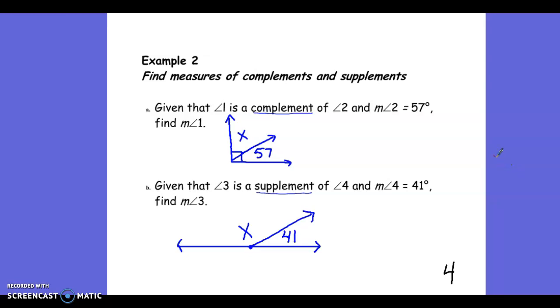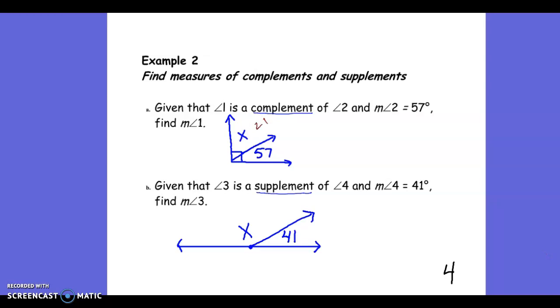Okay, find the measures of complements and supplements. Usually it'll be written in a sentence. I drew the diagram for you for this one, but the next one I want you to draw the diagram. Given that angle 1 is a complement of angle 2, that tells you automatically those two angles add up to 90 degrees. And they tell you that the measure of angle 2 is 57 degrees. What's the measure of angle 1? Well, here's the measure of angle 1.